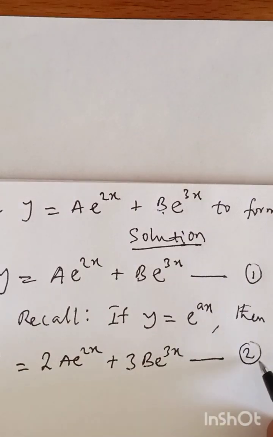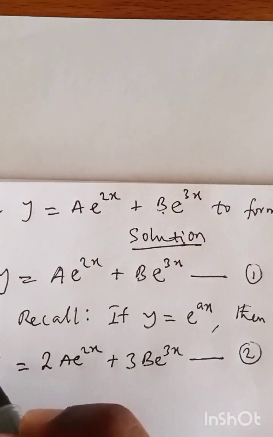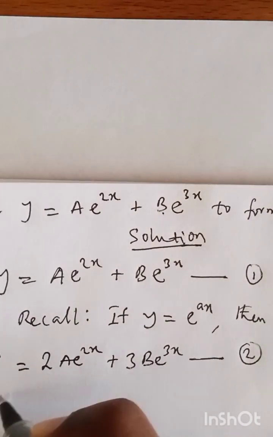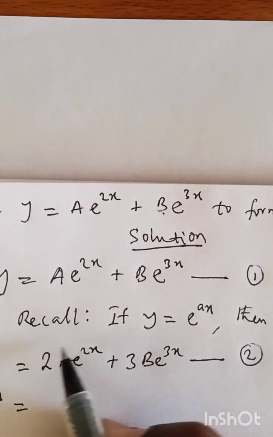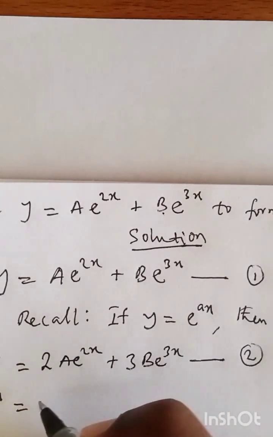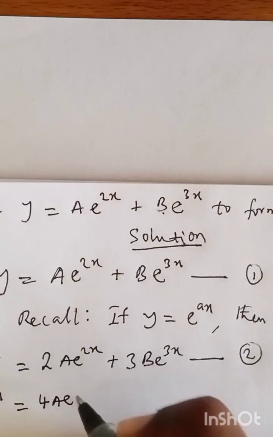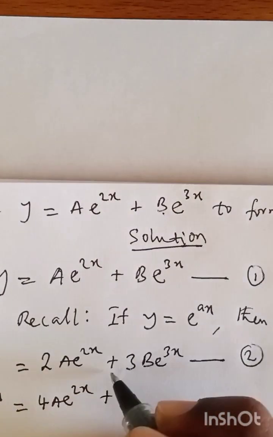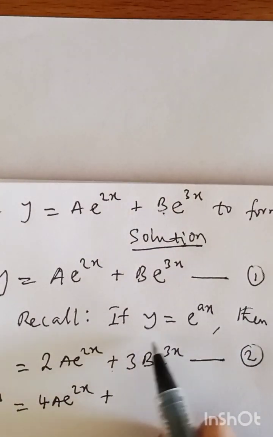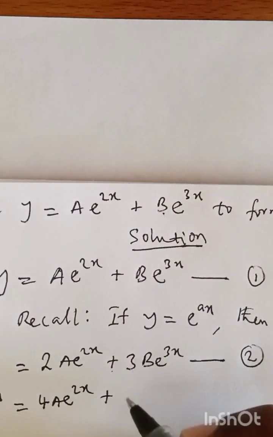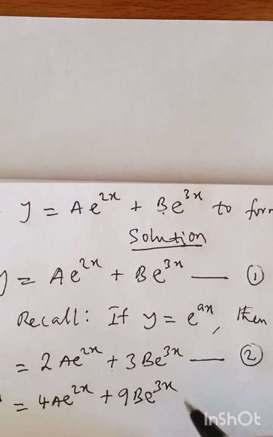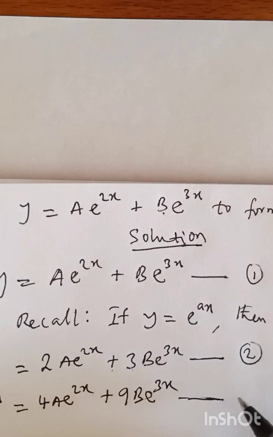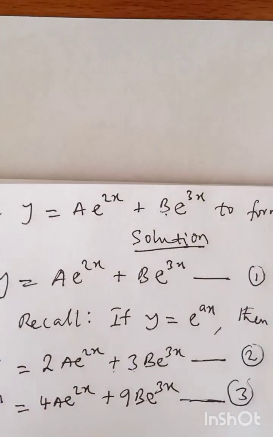Now you differentiate equation 2 again to get equation 3. You differentiate y prime, you get y prime prime equals, this 2 here is going to come down and multiply this 2 here. You have 4, then a exponential 2x, then plus, this 3 here is going to multiply another 3 here. You have 9, then b exponential 3x. That is equation number 3.